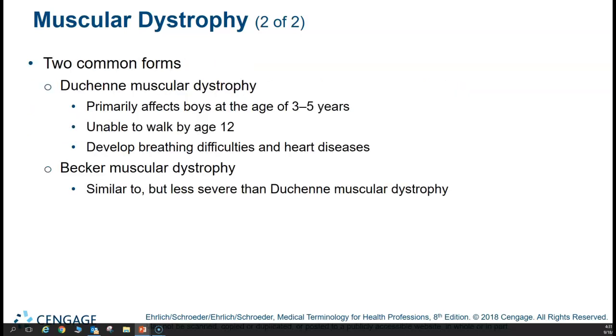There are two different forms of muscular dystrophy. There's Duchenne muscular dystrophy, which affects boys from the age of 3 to 5. They may be unable to walk by the age of 12. The problem with this form is that it's a severe form. They can develop breathing difficulties and heart disease as well. Becker muscular dystrophy is similar to, but much less severe than, the Duchenne.